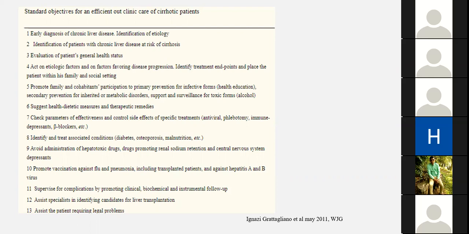And one more thing, I think all the senior surgeons in this group can guide me in this. Suppose the patient has cirrhosis and has an inguinal hernia or an umbilical hernia, how do we go about it? Should we do it as a routine? Should we do it at an early stage? How do we treat them?